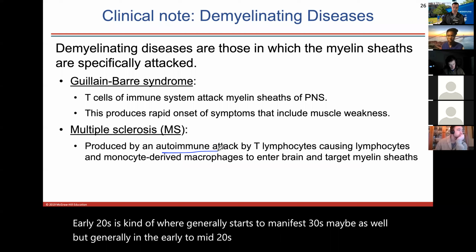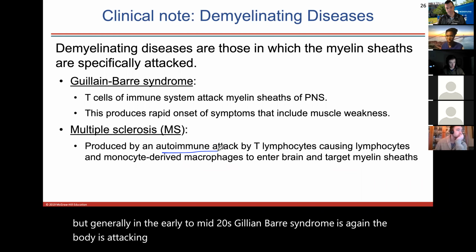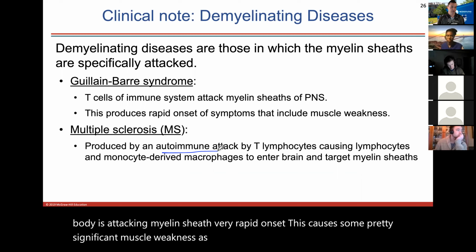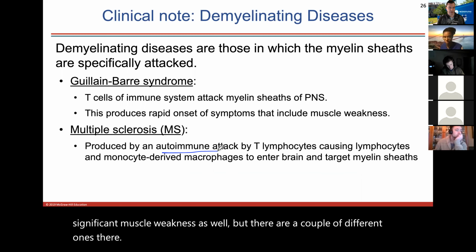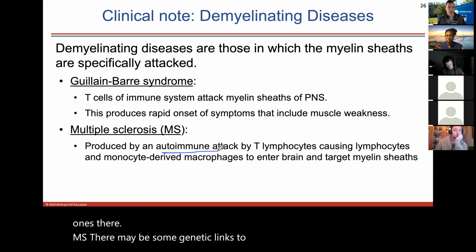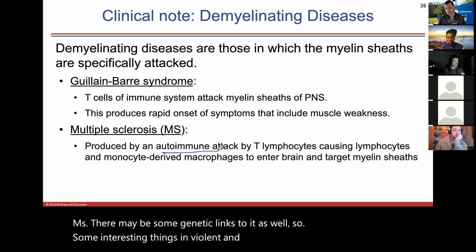Guillain-Barré syndrome is, again, the body attacking the myelin sheath. Very rapid onset. This causes some pretty significant muscle weakness as well, but there are a couple different ones there. MS, there may be some genetic links to it as well. So some interesting things involving those myelinating cells.